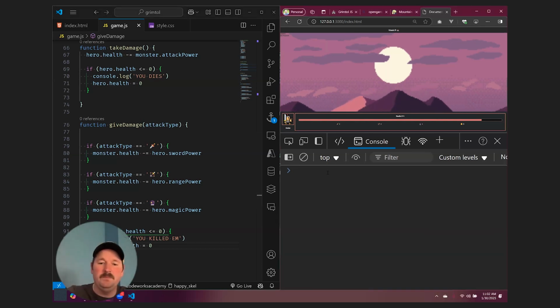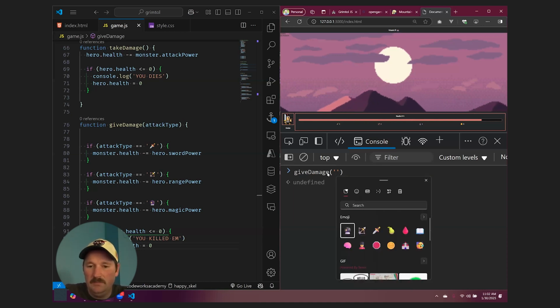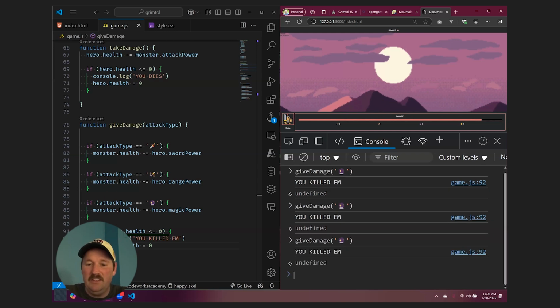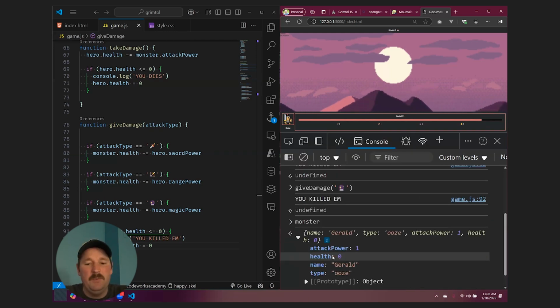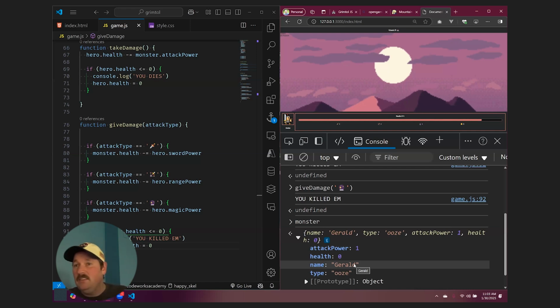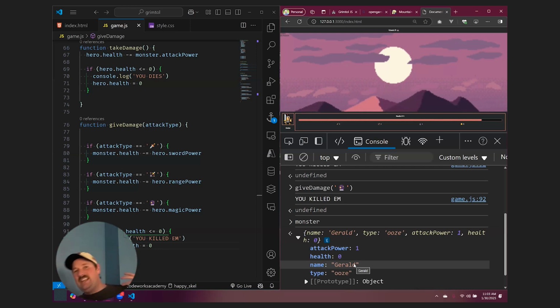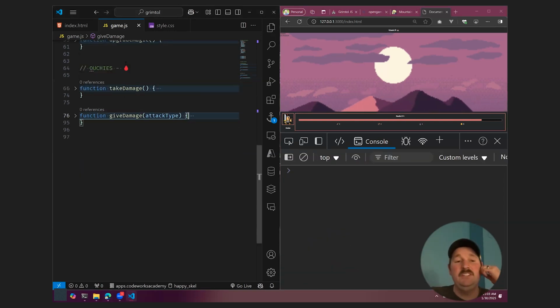So if giveDamage magic, you killed him. You killed him dead. We look at the monster. His health never drops below 0. Right. It's perfect. I like it. Okay. So we can give damage. We can take damage, which is great. I like it. Now we solved our ouchies.